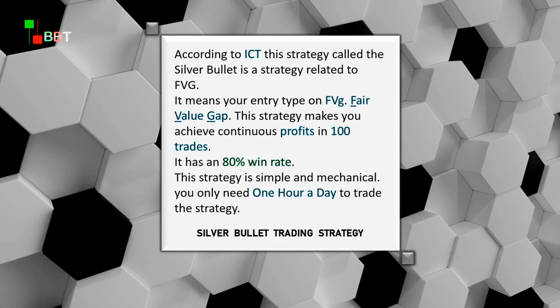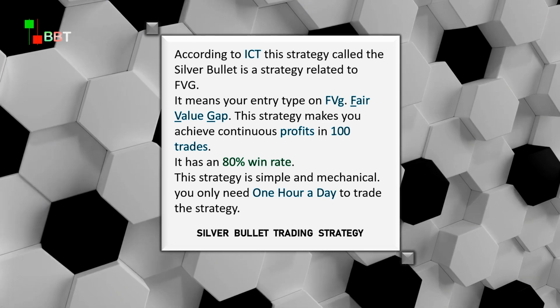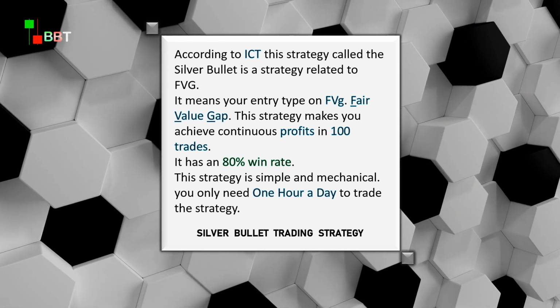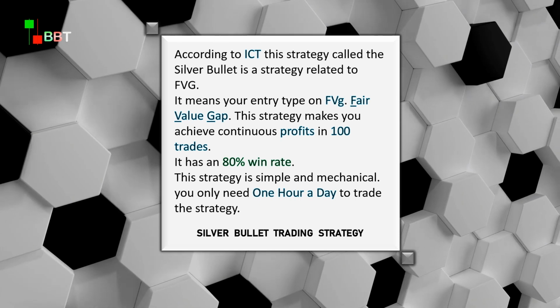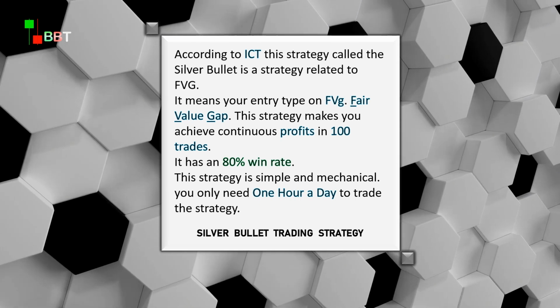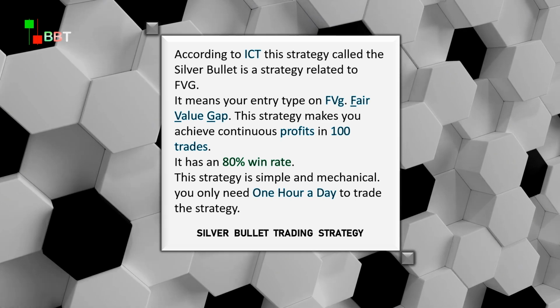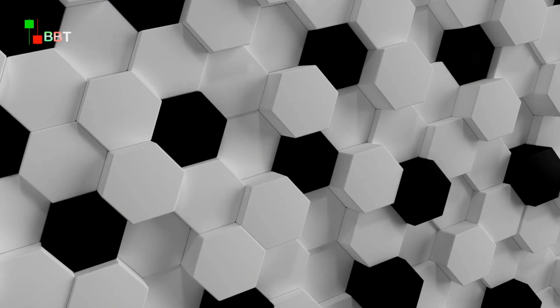According to ICT, this strategy called the silver bullet is a strategy related to FVG. It means your entry type is on the FVG, fair value gap. This strategy makes you achieve continuous profit in 100 trades. It seems to be imaginary, but in fact it has an 80% win rate. This strategy is simple and mechanical. Not only am I not kidding, but you only need 1 hour a day to trade the strategy. You can do it 100%.